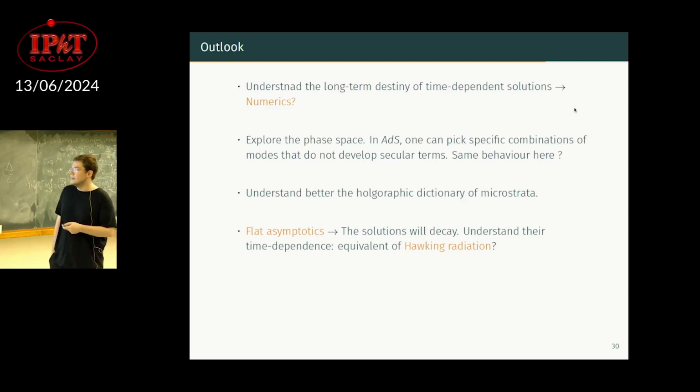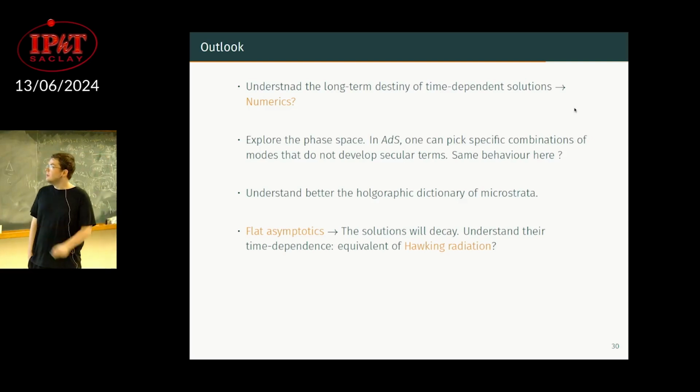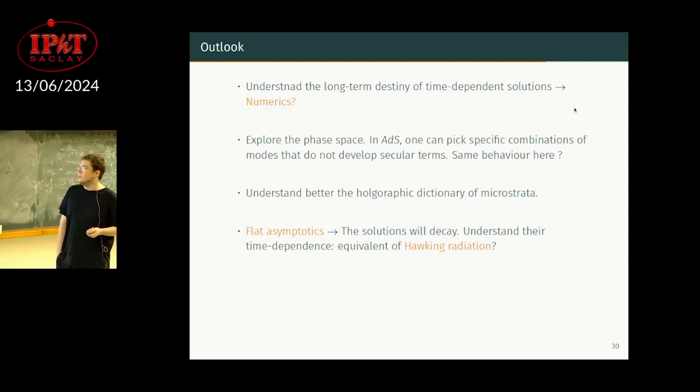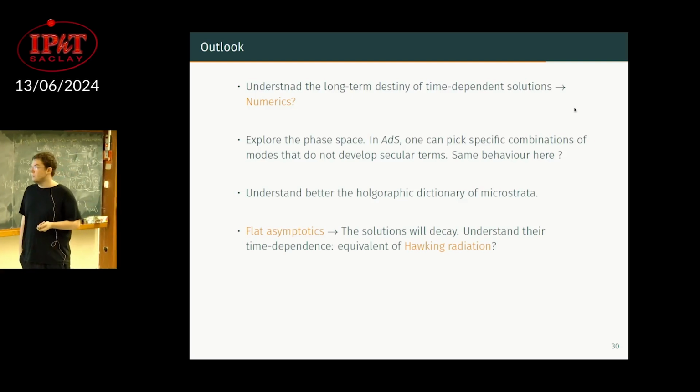And finally, the big thing would be to connect microstrata to flat asymptotics. We know that the solution will decay. We want to understand their time dependence. We want to understand how to connect them to flat space smoothly. And the huge goal would be to have an equivalent of the Hawking radiation. Thank you.